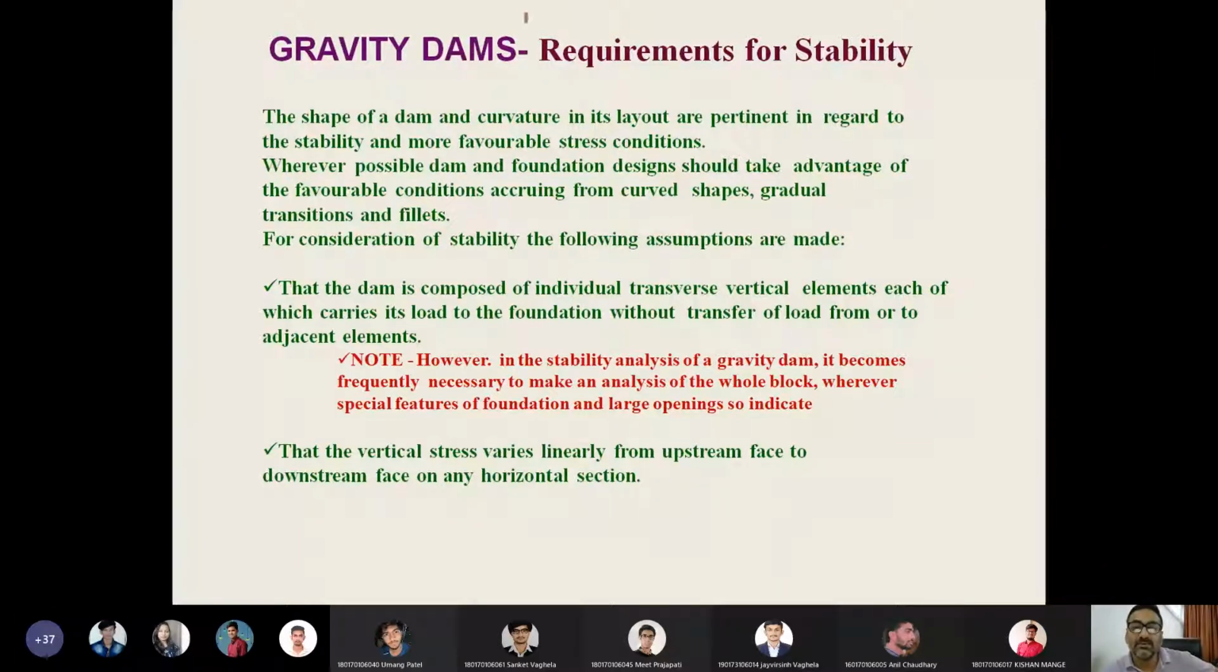There are certain other provisions in the IS code. So we are going to look at the first three slides, the provision of the shape of the dam and curvature in its layout, which are pertinent in regard to stability and more favorable stress conditions. Whenever possible, dam and foundation design should take advantage of the favorable conditions accruing from curved shapes, gradual transition, and fillets.